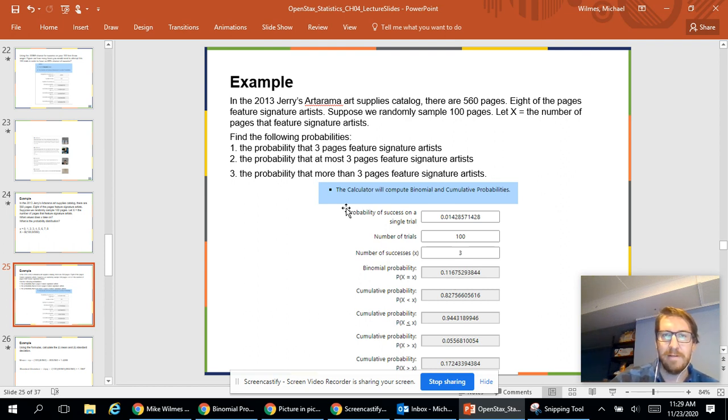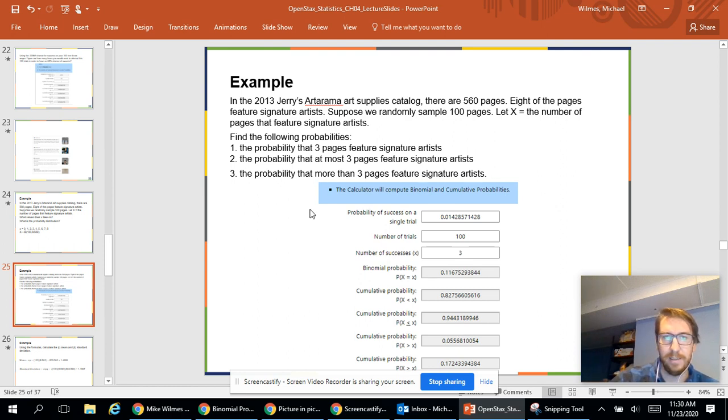Probability at most 3 pages feature a signature artist. So that would be up to 3. So that would be down here, less than or equal to. So that would be 0.944. So pretty common. We get at most up to 3 signature artists.